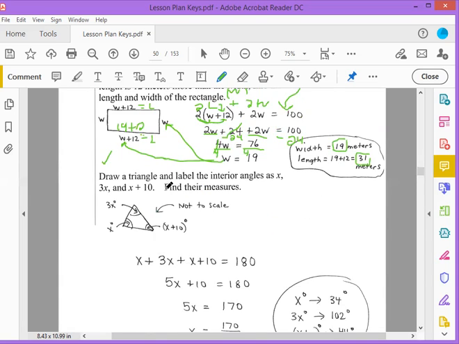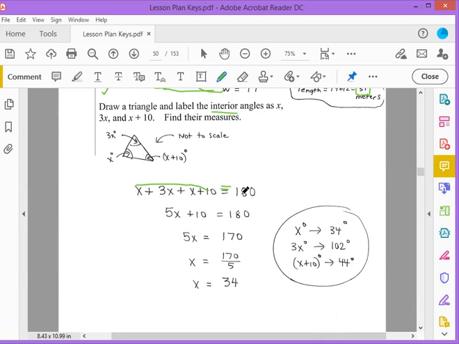We're going to draw a triangle and label the interior angles as x, 3x, and x plus 10, and then we're going to find their measures. So here we have our triangle. We labeled our interior angles as 3x, x, and x plus 10. Now what we know about the interior angles of any triangle is their sum equals 180 degrees. All three of the angles inside of any triangle equals 180.